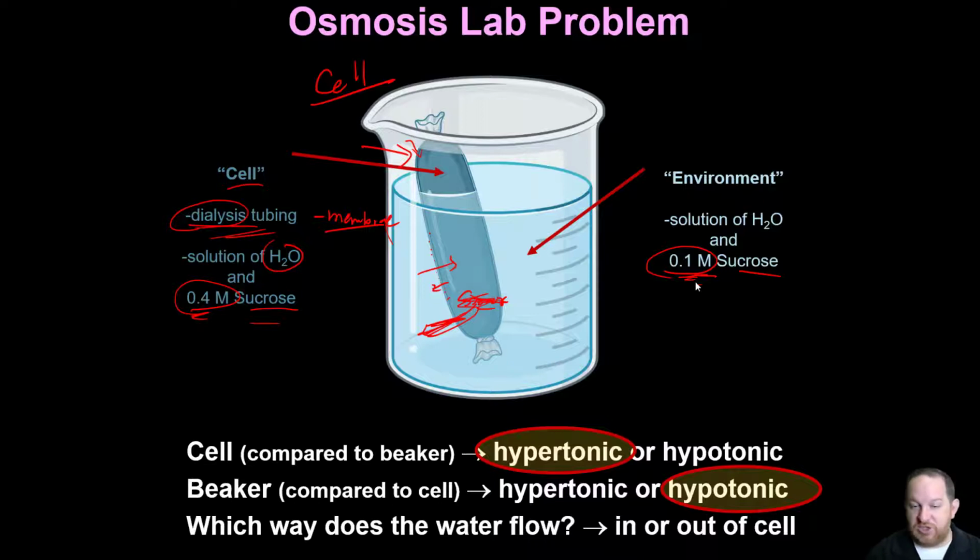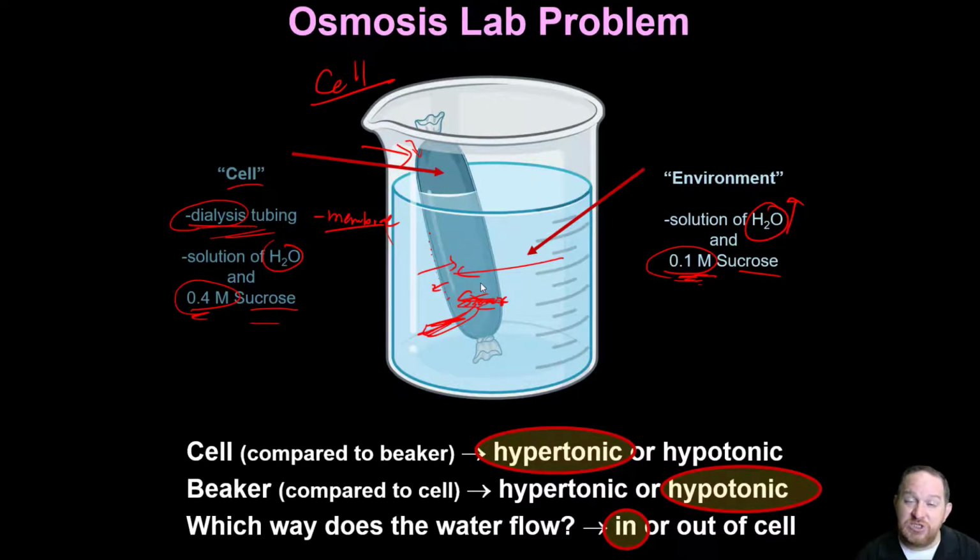So now the question, which way does the water flow, into or out of the cell? What do you think? So the answer is into the cell. Why? Because out here there's less sugar, which means there's a higher concentration of water. So water moves from a high concentration to a low concentration. Water, in this case, will move into the cell.